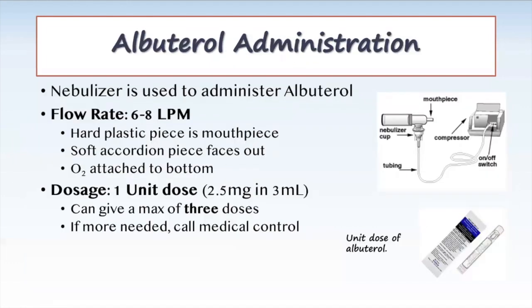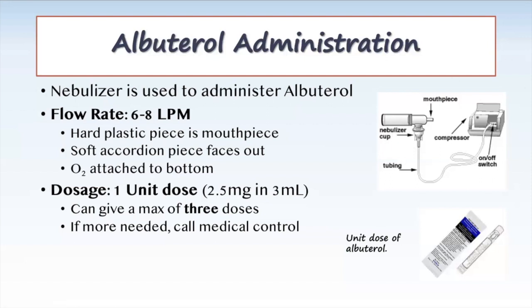A nebulizer kit can also be found in your EMT bag. There are instructions in the kit on how to assemble it. Albuterol can be found in the blue BLS medications bag of your EMT bag. It comes in single unit doses. You will insert this unit dose into the nebulizer bottle, which is perpendicular to the mouthpiece. On this picture, it's labeled as the nebulizer cup.